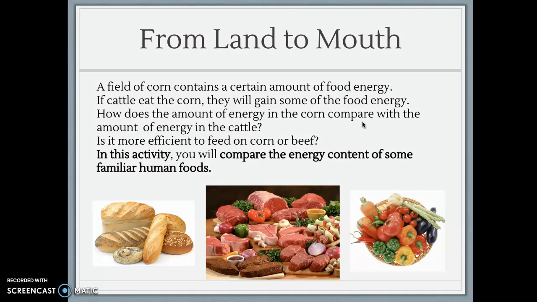Ideally, let's say that you were a farmer and you had a field of corn that contains a certain amount of food energy. If cattle were to eat that corn, will they gain some energy? And if so, how much energy will they get from the food in that field? How does the amount of energy in the corn compare with the amount of energy in the cattle? Is it more efficient to feed on the corn or on the beef? In this activity, you will compare the energy content of some familiar human foods.